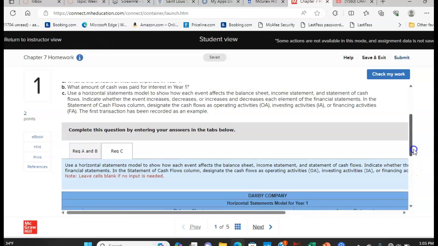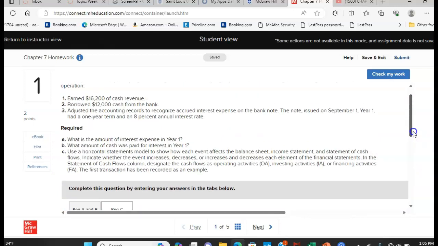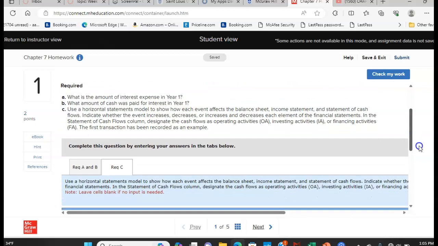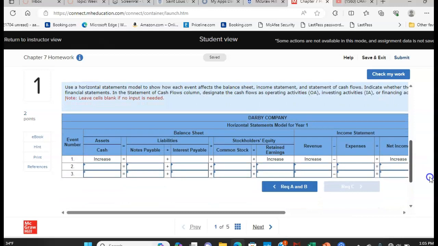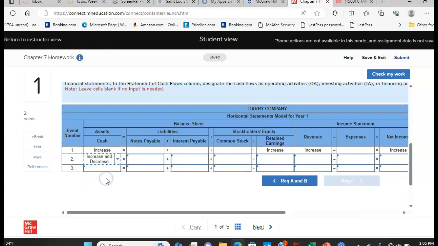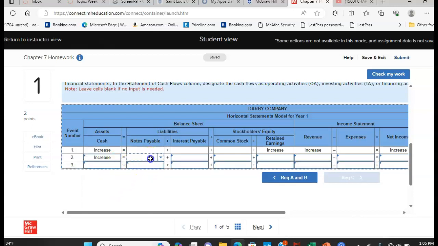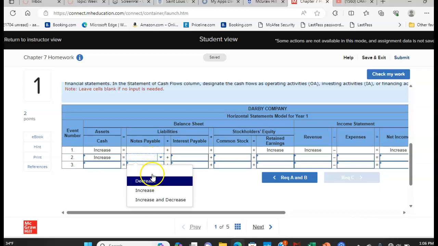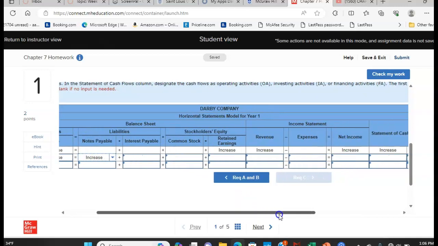But the second transaction is when we borrow 12,000 cash from the bank. So you borrow the 12,000 cash, that will increase your cash account. It's going to increase your notes payable because you now have a liability. It will not impact the stockholders' equity section. It's not a revenue or an expense account.